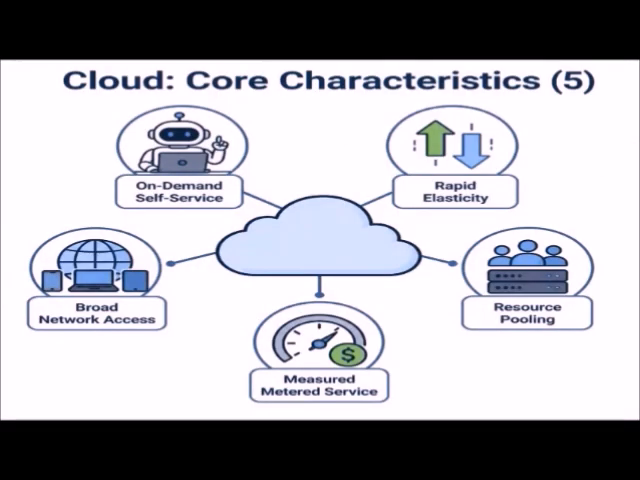Core cloud characteristics. Features include on-demand self-service, automated provisioning without human intervention; rapid elasticity, instant scaling up or down; broad network access, global accessibility across devices; resource pooling, multi-tenant shared physical hardware; and measured or metered service, pay-as-you-go billing.